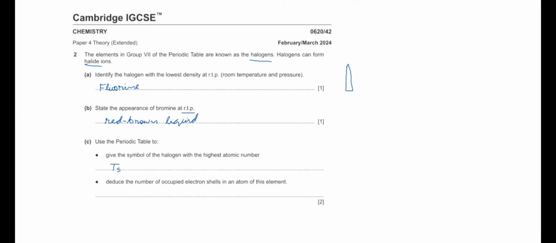Deduce the number of occupied electron shells. How many electron shells does it have occupied? So remember that tennessine is in period number 7. Period number indicates the number of shells. So if period number is 7, they have 7 occupied electron shells.